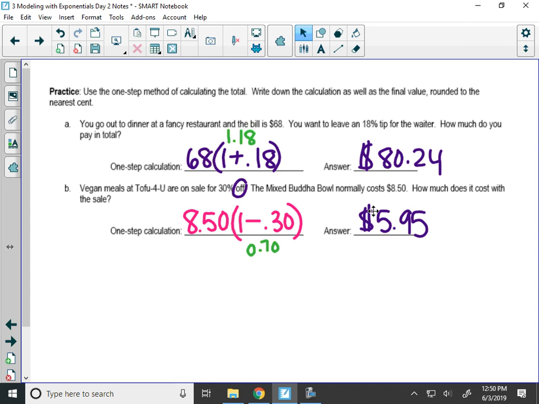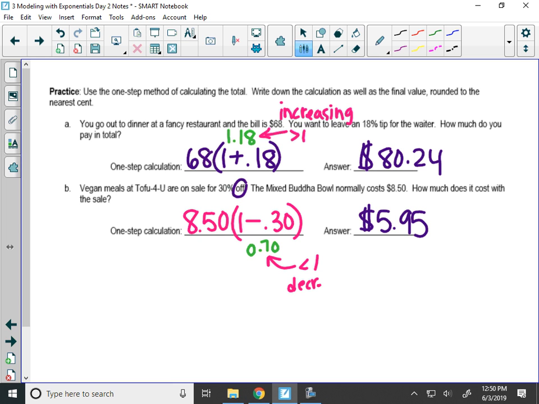Now we're going to be getting to exponential increase and decrease. So remember just a little bit what you know about exponential functions. If the number in the parentheses is greater than 1, it's increasing, which is true when you're leaving a tip, the value's going up. If it's decreasing, or less than 1, the value is going down, which is what we saw when we're on sale. So it's all kind of connected here mathematically.